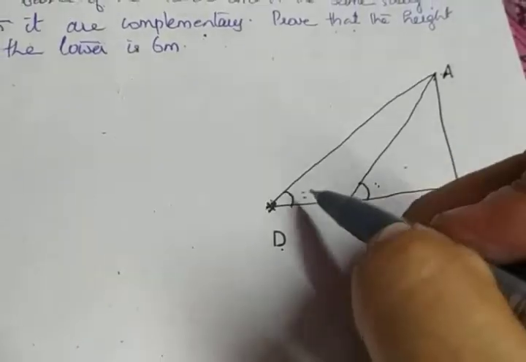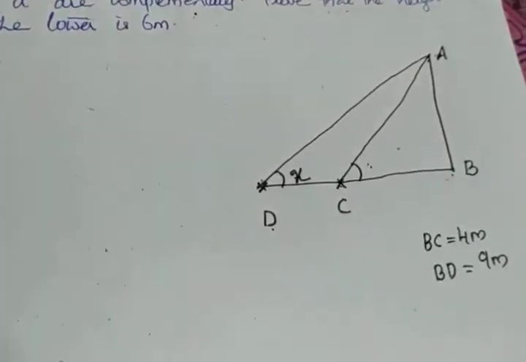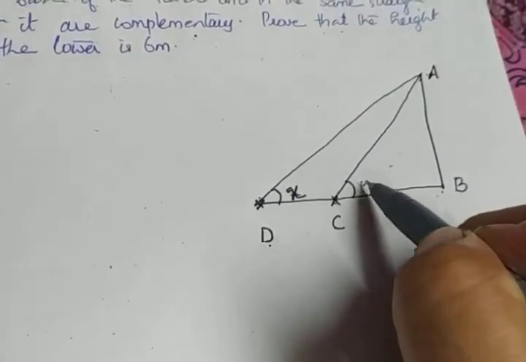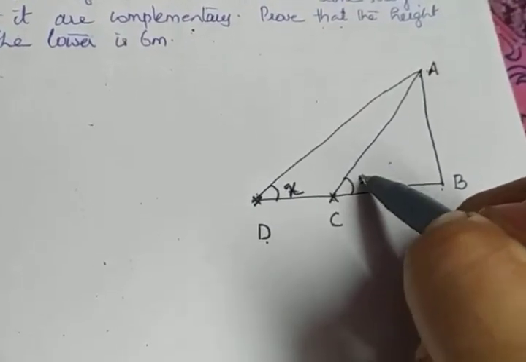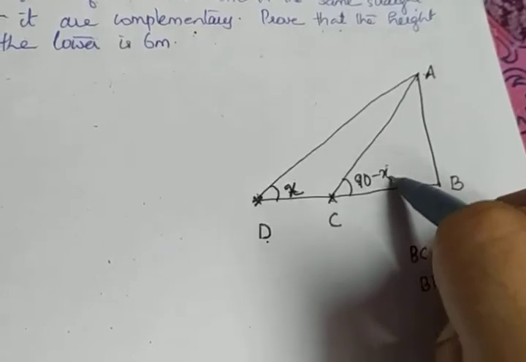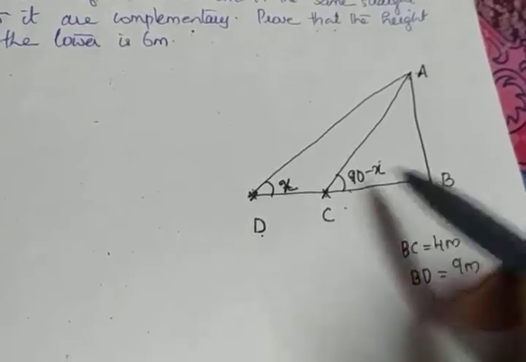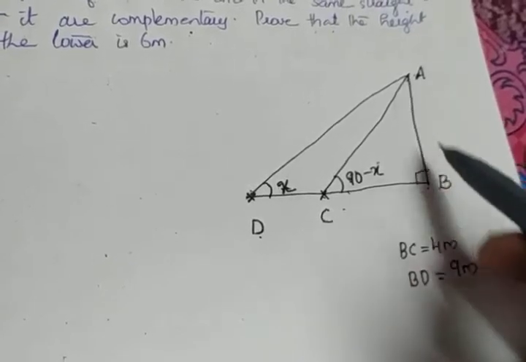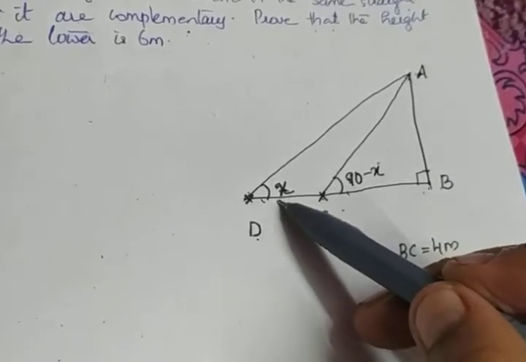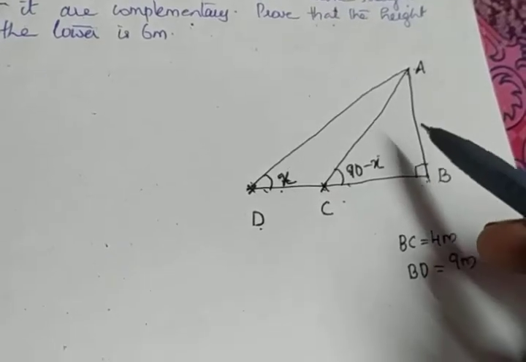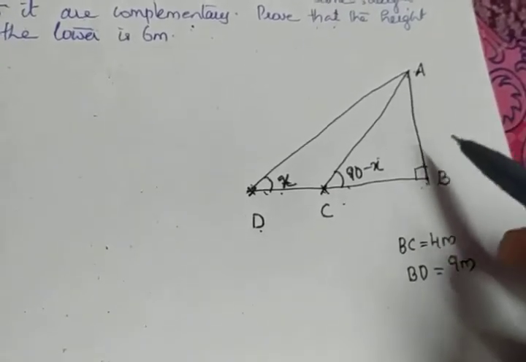So what we are going to do is we will take one of the angles as X. Then as these 2 sum to 90 degree, what will be this angle? This will be 90 minus X. Now we have a right triangle ABC with one angle 90 minus X and another right triangle ABD with another angle X. So we will apply the trigonometric ratios here.